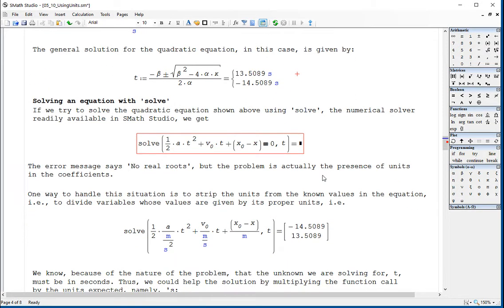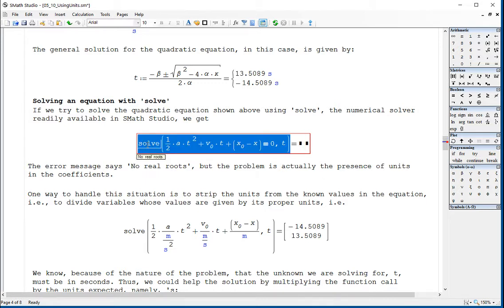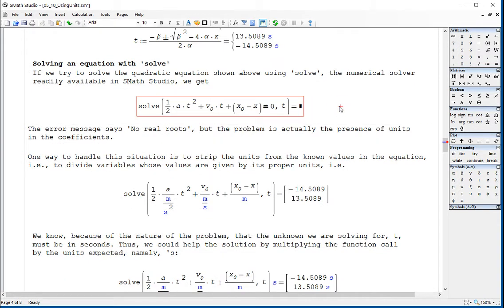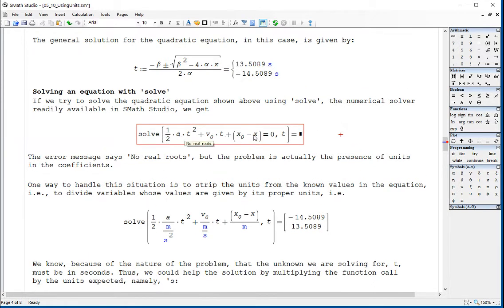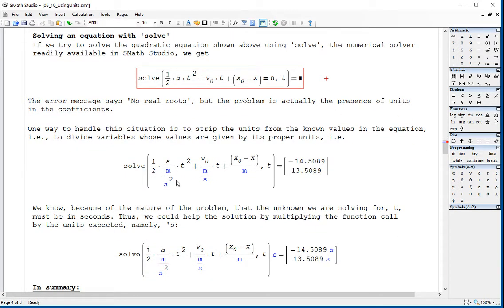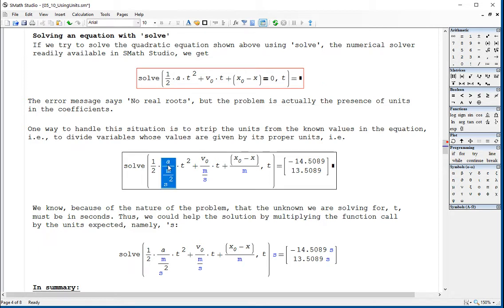But what if you don't want to use the quadratic equation and you want to solve for t using the function solve available in SMath Studio? You type the equation and you get no result because the units are not facilitating the solution. The problem is that when you try to solve something like this, you're solving for t, and we don't know what the units of t are, and neither does solve. And so one way to handle this is to take all the variables whose units are known, like acceleration, and divide by those units.